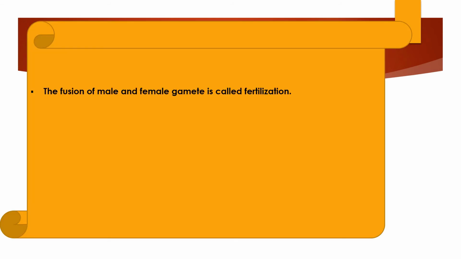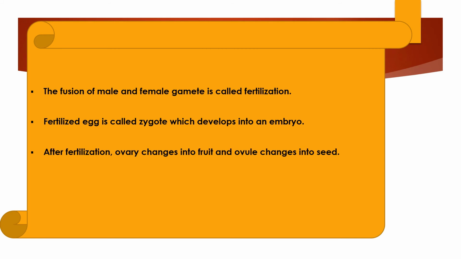The fusion of male and female gamete is called fertilization. Fertilized egg is called zygote, which develops into an embryo. After fertilization, ovary changes into fruit and ovule changes into seed. Seed dispersal is caused by wind, water, insects, and other animals.